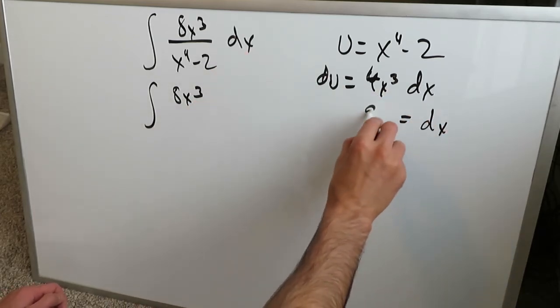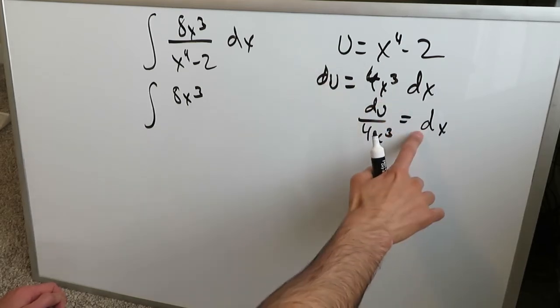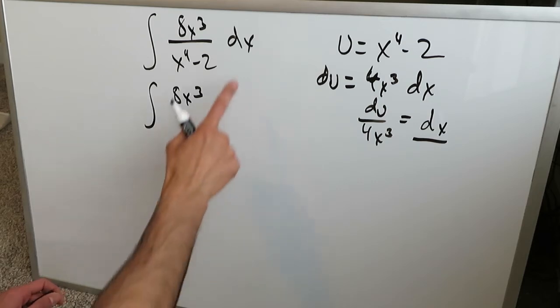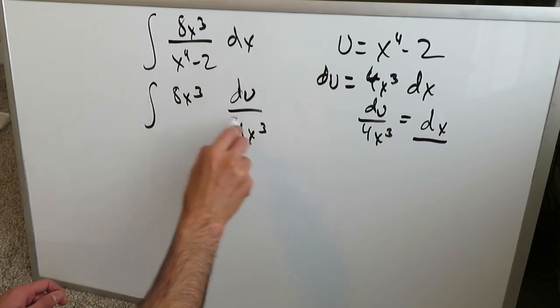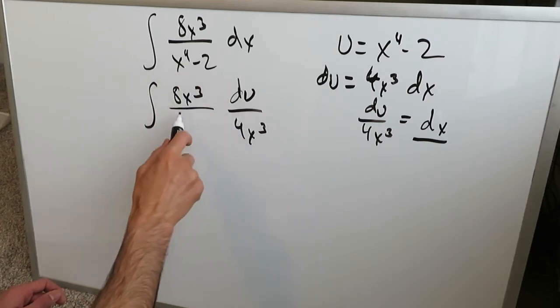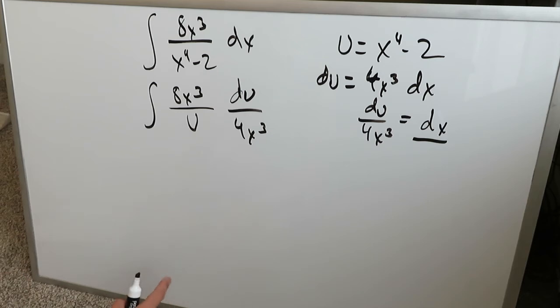Dx, you have to solve for dx, which is equal to du over 4x cubed. You see, you have to take the 4x cubed to the other side, so you clearly identify what dx is. Dx here is du over 4x cubed. But what was this? It was over a u. See, x to the 4 minus 2 was substituted by the u.